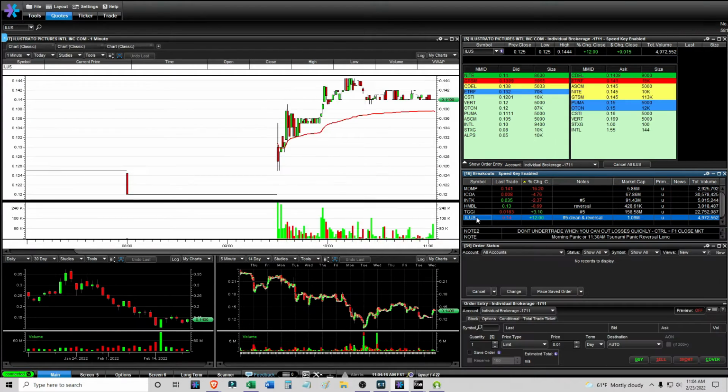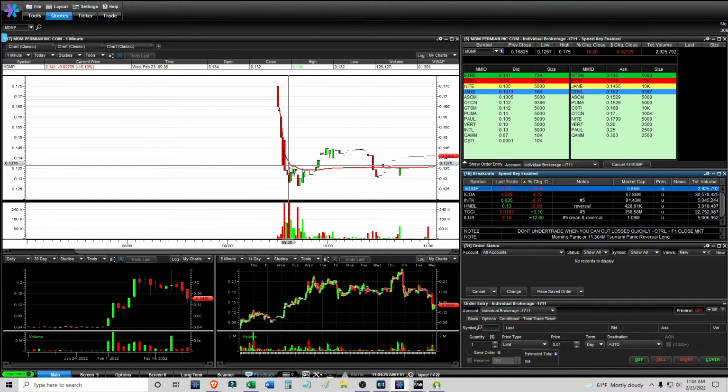With ILUS, I'll have to take consideration of the range that it's in and trade that one larger. But on the regular one, like MDMP, in that case I should have sized in a lot less than the normal amount, which is 1,000 shares. So yeah, that's really all I have for here.